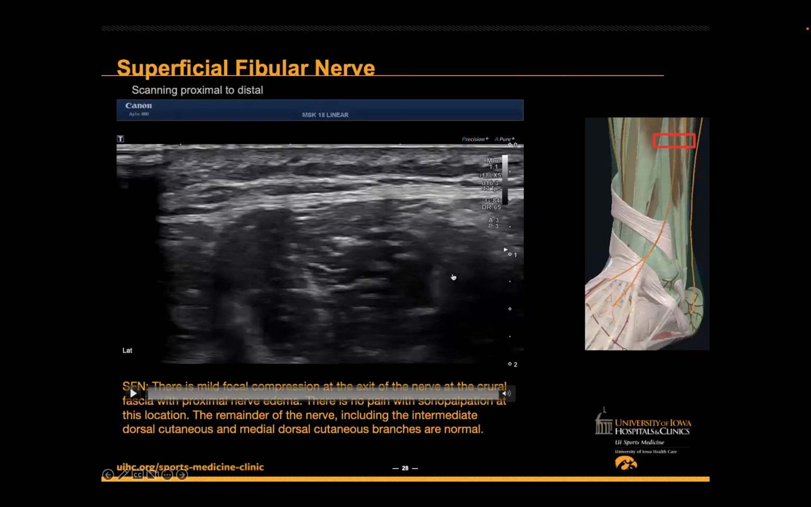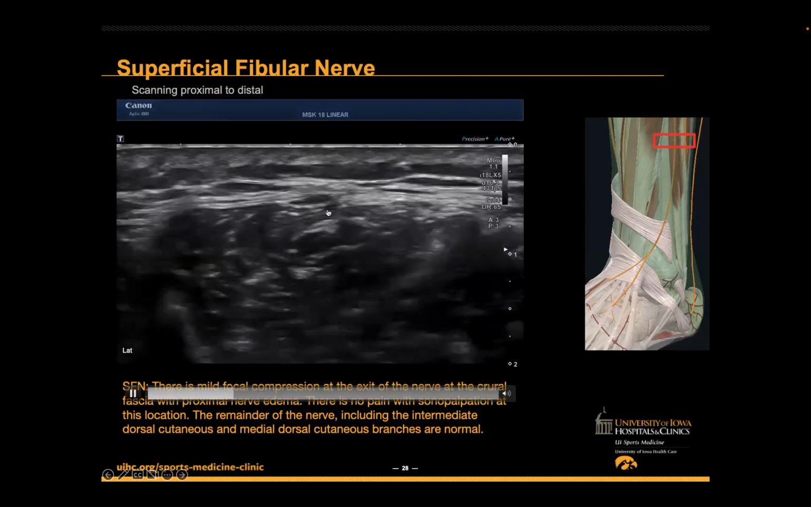And then lastly, we'll evaluate the superficial fibular nerve. So we'll pick that up here, and typically pick this up at the level of the mid-leg, scanning distally. And you want to pick it up subfascially and follow the nerve through the exit of the crural fascia and then down into the ankle, where it'll branch into the medial and intermediate dorsal cutaneous nerves. So this video will show it going through the crural fascia, and we'll play it here.